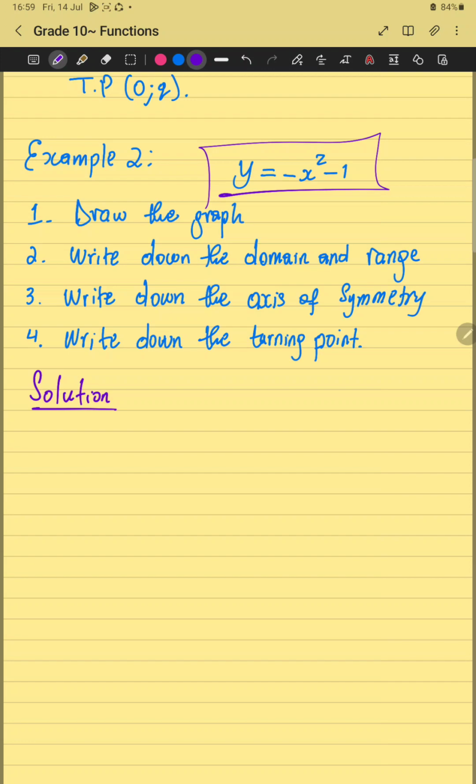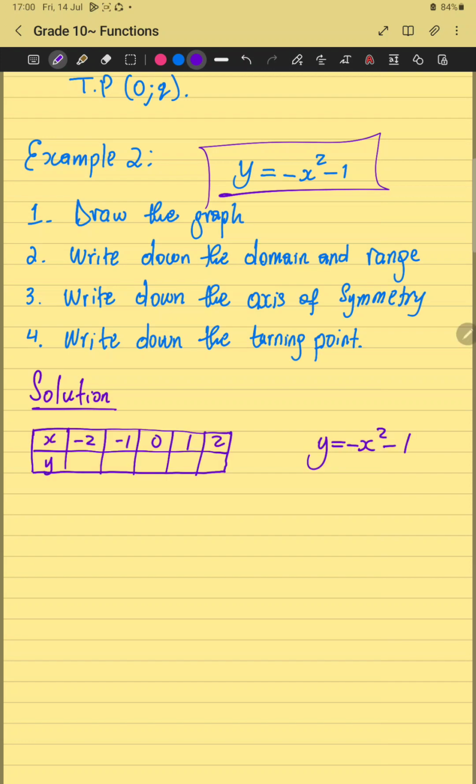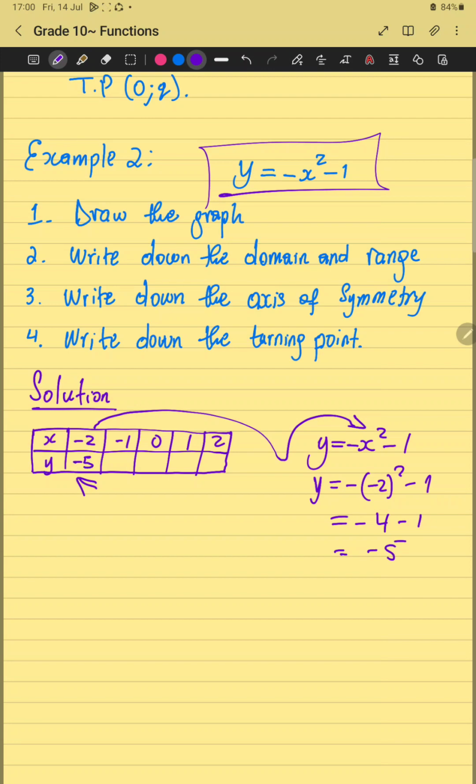Then again, if you want to draw this one, we're going to use that table method. If you want to get the value of y here, we take -2 and insert it here. So it's going to be negative, (-2) squared, minus 1. So -4, and then -1, which is -5. So y here is -5. This is how, guys, you work out the values of y.